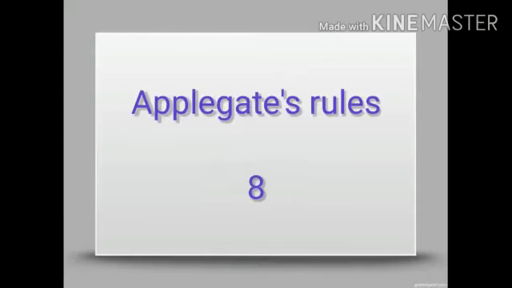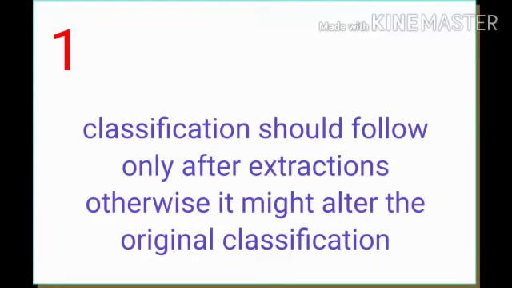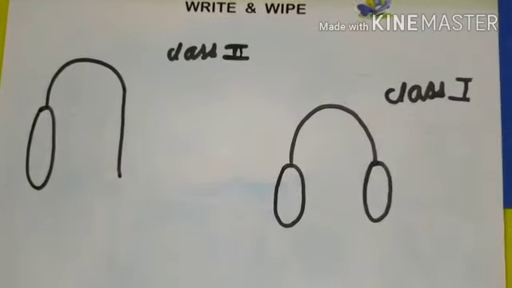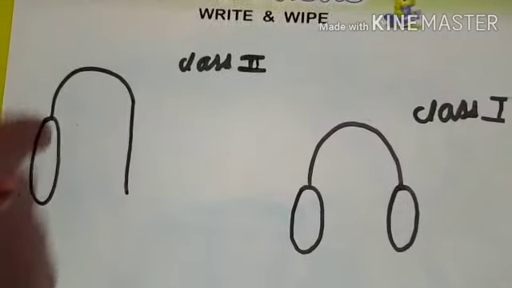Applegate has given 8 rules in order to provide guidance for the Kennedy's classification. So here comes rule number 1, that is the classification should always follow the planned extractions, otherwise it might alter the original classification. Okay, so these 2 diagrams I have drawn for you to make you understand.